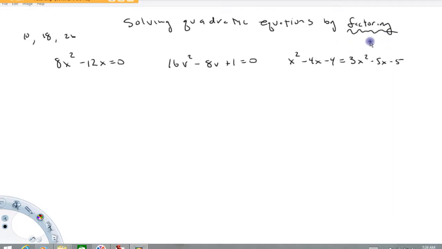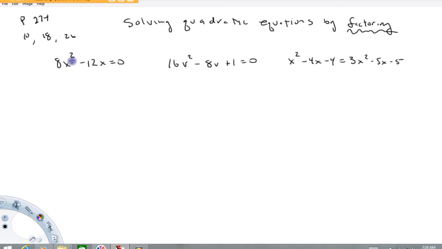We're going to look at examples 10, 18, and 26 on page 274 of your algebra text. I've already copied those examples down, so let's take a look at the first one. It's important to realize what makes an equation quadratic. It's the squared term here.